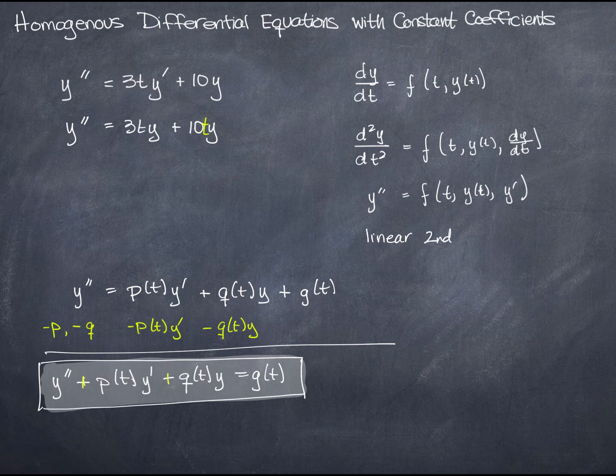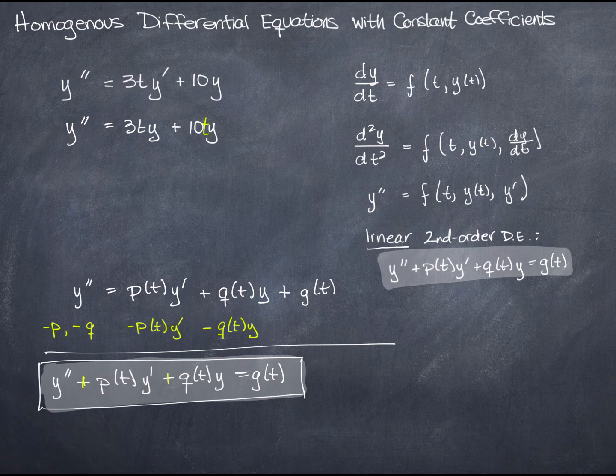A linear second order differential equation has the form y double prime plus a function of t with no y in it times y prime plus a different function of t with no y in it, times y is equal to a third function of t with no y in it. It's not multiplied by y, it's not multiplied by a derivative of y. This form of a second order differential equation is a linear form.